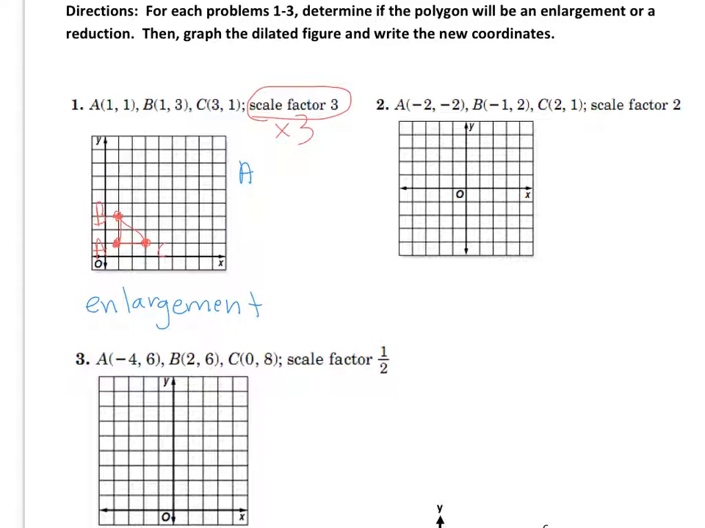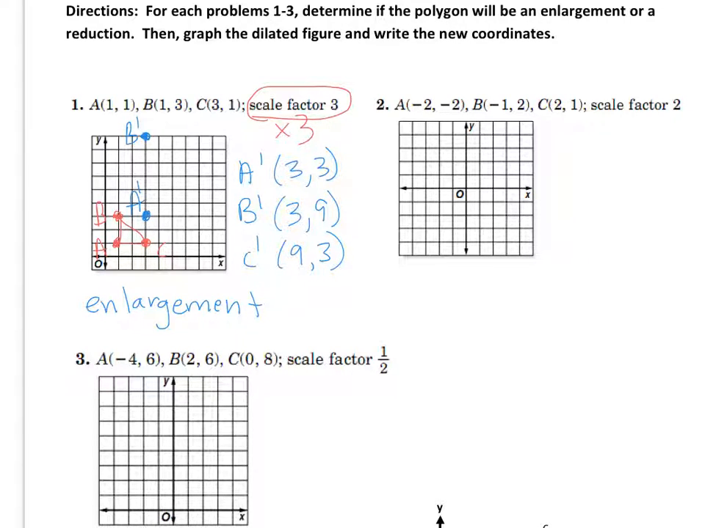So A prime, 3 times 1 is 3. B prime, 3 times 1 is 3, and 3 times 3 is 9. And C prime is 3 times 3 is 9, and 3 times 1 is 3. And now I'll go ahead and plot my new dilated triangle. So over 3, up 3 is A prime. B prime is over 3, up 9.